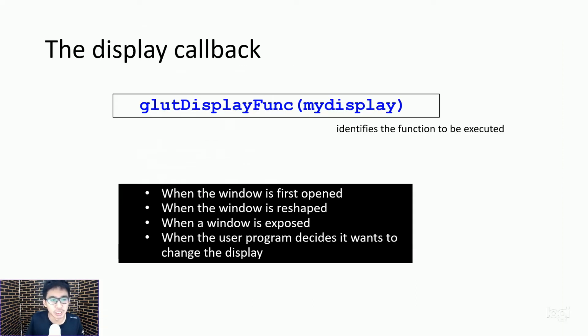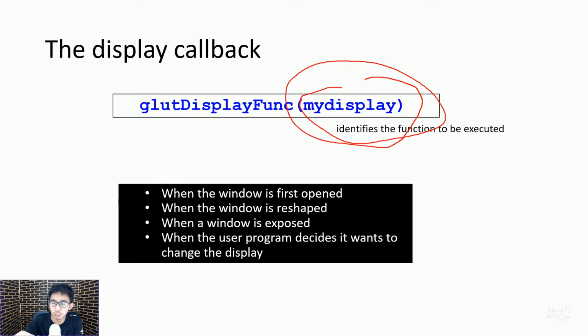So the GLUT display function is called, for example, when the window is first opened, or when the window is reshaped, or when the window is exposed, and so on. There are so many things, so it identifies the function that needs to be executed. Most probably the GLUT display function calls my display function. My display is actually where we put all our draw object stuff. We might draw the object in another function, but my display function is where we call all the objects that we need to draw, and if there is any change, we put it here.